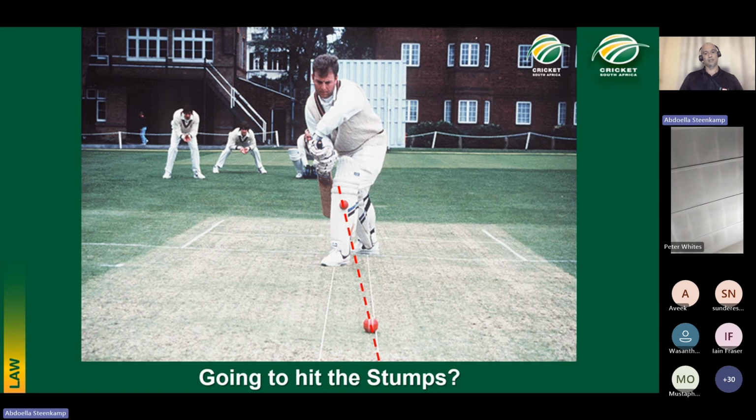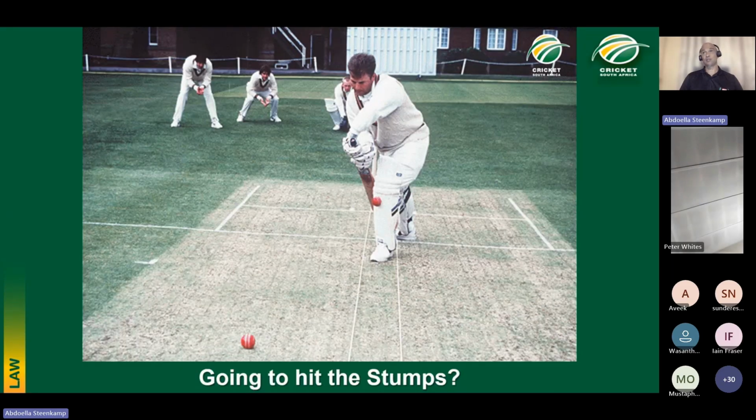But look at the trajectory of the ball. Look at the stride the batter got in. Do you think this ball would have gone on to hit the stumps? I don't think so. I think this ball is missing off stump. So those are the other factors that you need to take into account and not just the law.